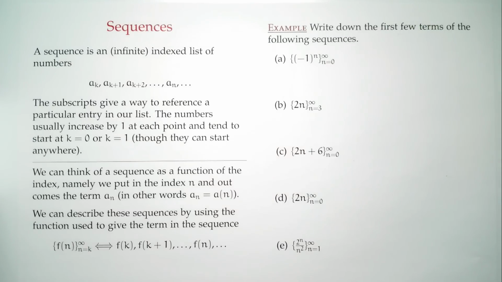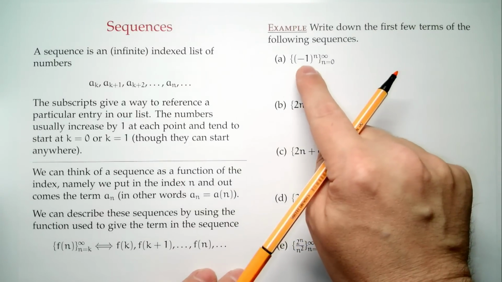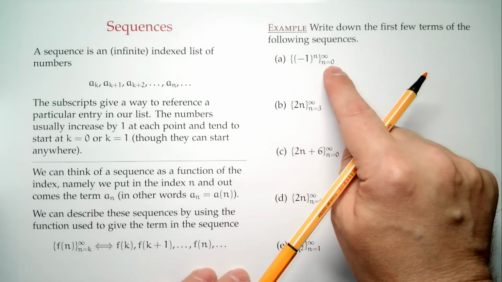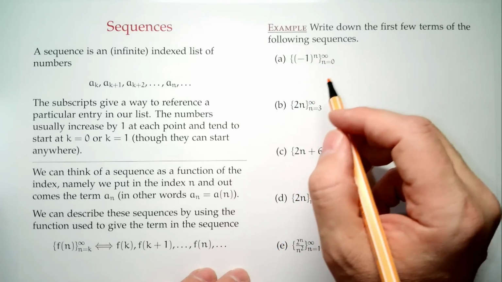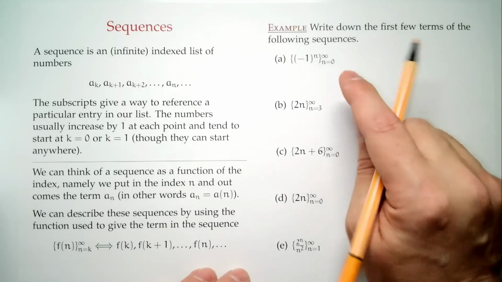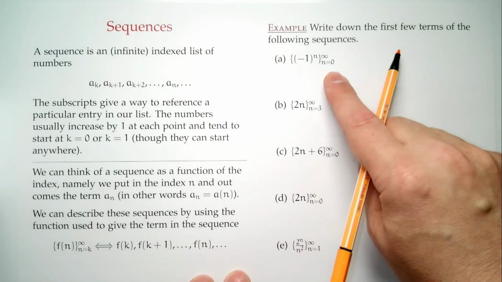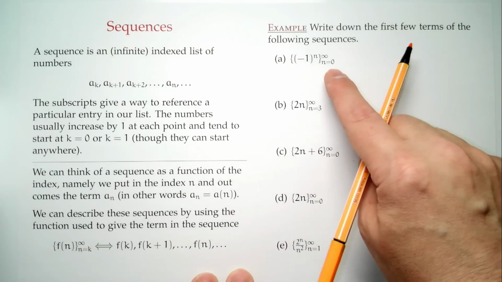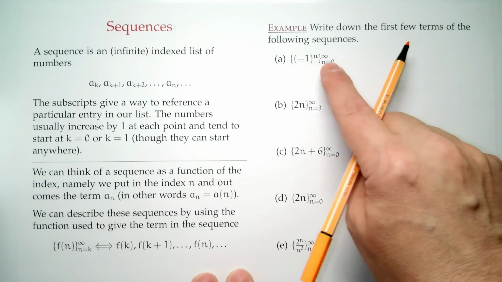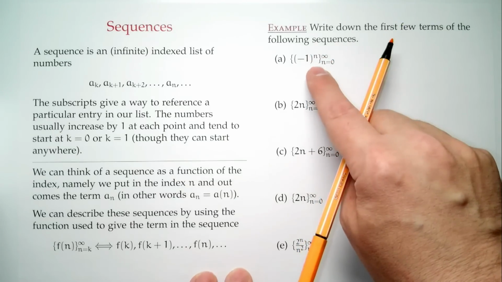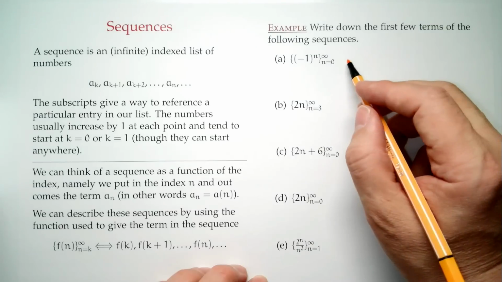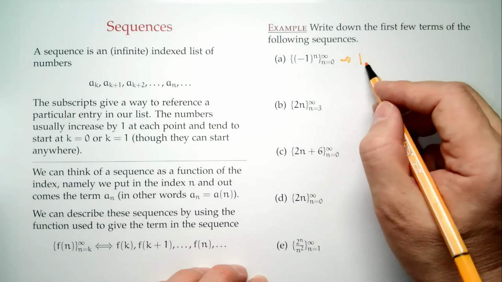So let's just try some sequences. So we'll write down some terms. So for instance, (-1)^n, n equals 0 to infinity. So I want to write down the first few terms. What's the first term going to be? Well, that'll be with n equals 0. (-1) to the 0 is what? 1. So this is going to give us 1. What's the next term?